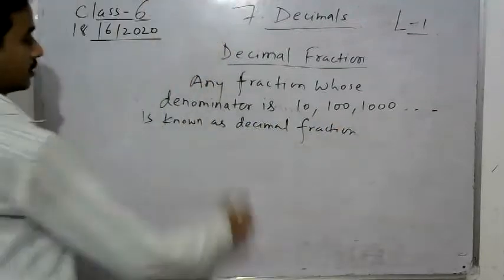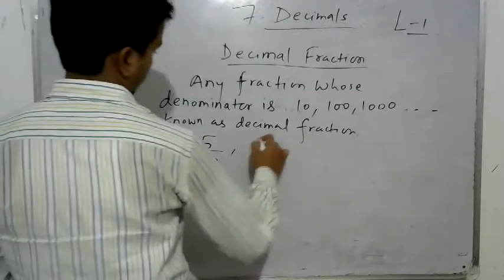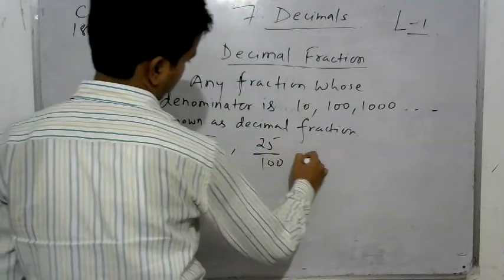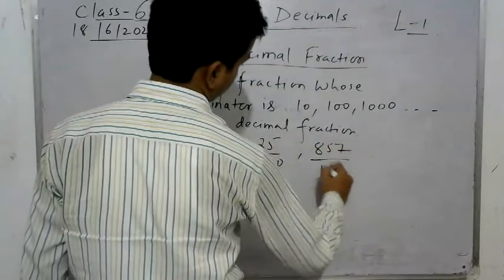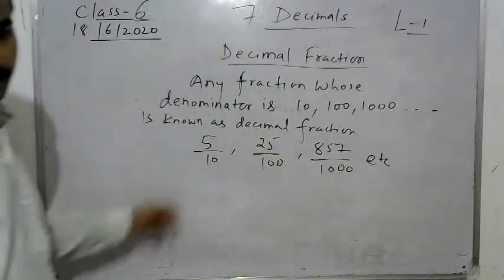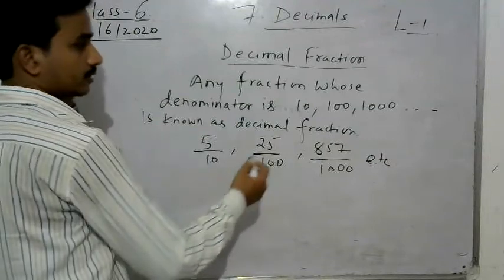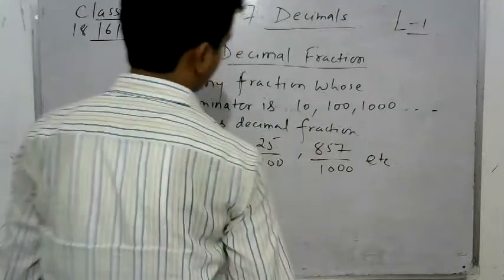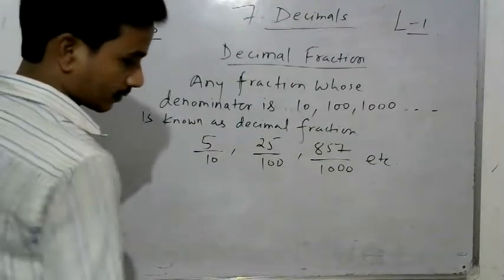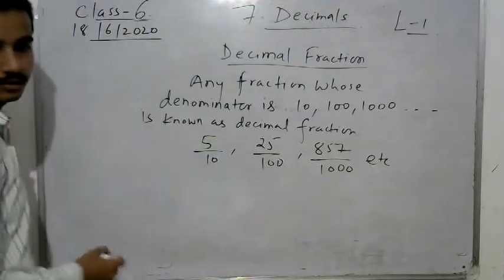For example, 5 by 10 or 25 by 100 or 857 by 1000, etc. So all these are decimal fractions. A fraction whose denominator is 10, 100, 1000 and so on is known as decimal fraction. Here, suppose this is 5 by 10.